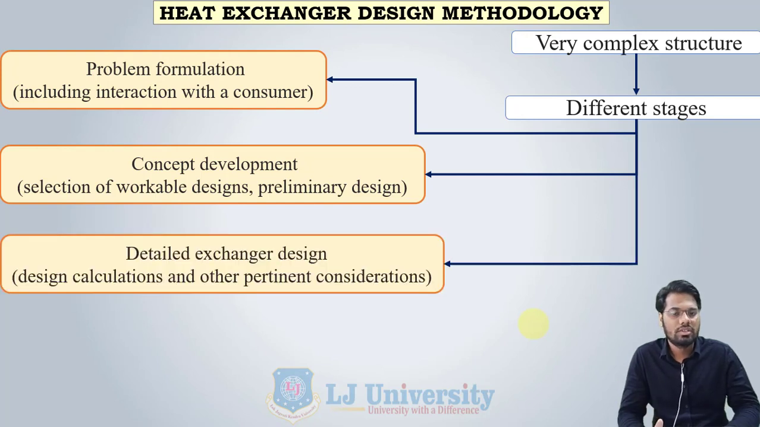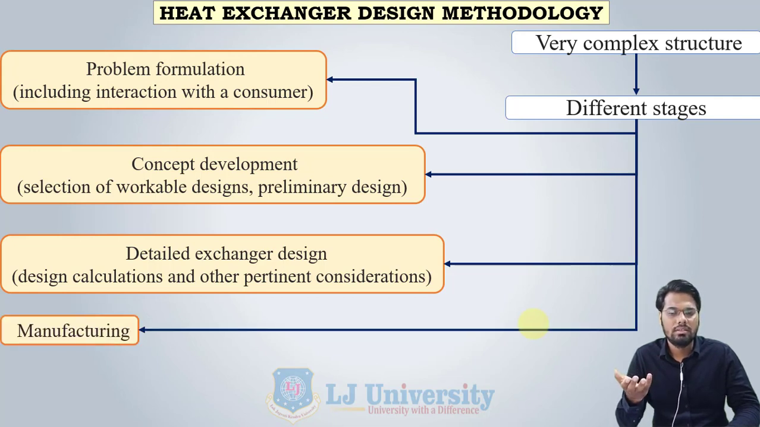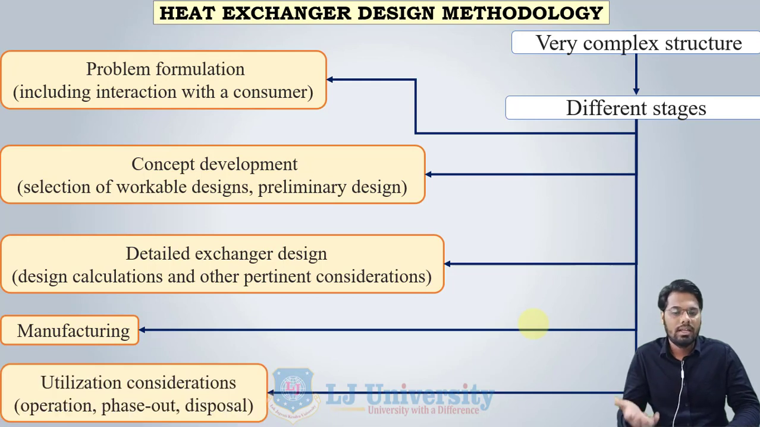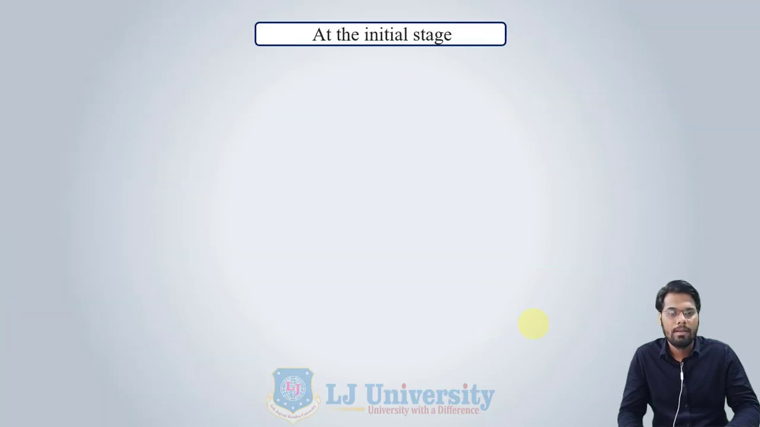The third stage of design structure is detailed exchanger design, in which design calculations, flow parameters, and other considerations are included. Then the manufacturing stage, in which the physical structure of the heat exchanger is developed. At the last stage, utilization considerations like operation optimization, phase-out optimization and disposal optimization for cost reduction are made.